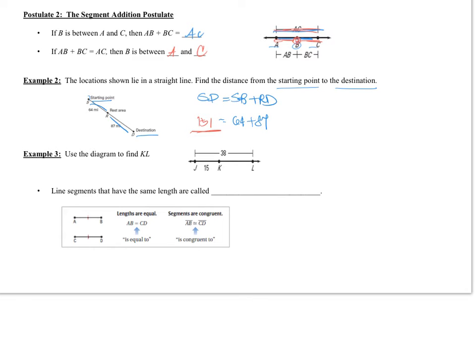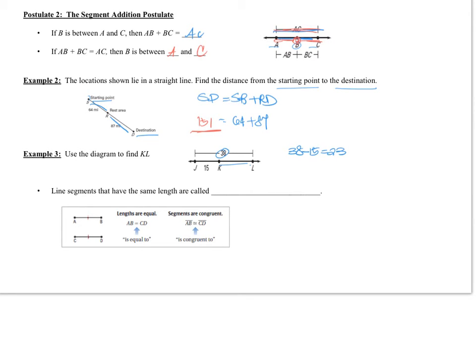Example 3. Use the diagram to find KL using the segment addition postulate. So we can take 38 and subtract that from 15, and this gives you 23.